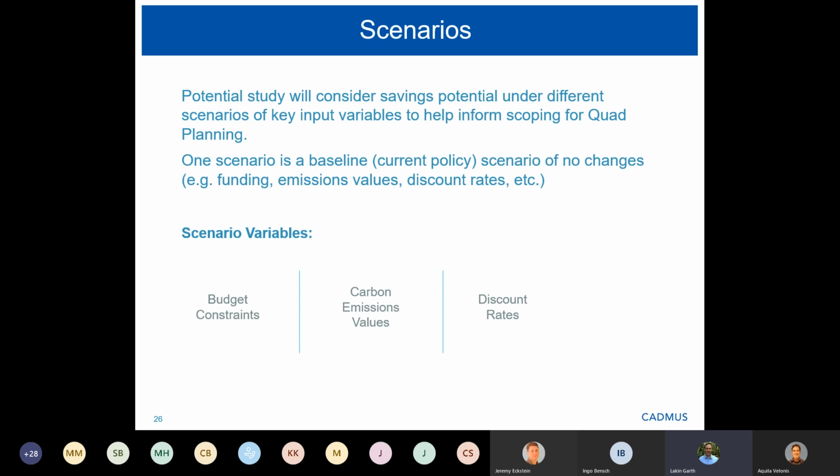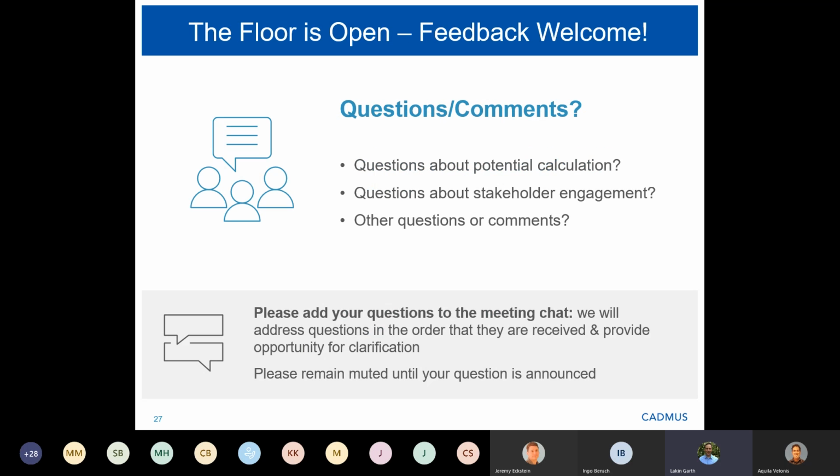So I'll stop there. Jeremy, on slide 27, the floor is open for any feedback, any questions that folks may have about potential calculations, about how we plan to do stakeholder engagement going forward, or just any other general questions or comments.